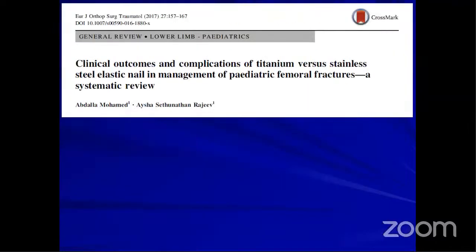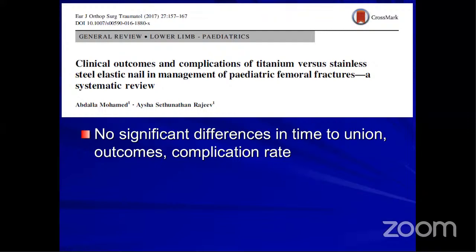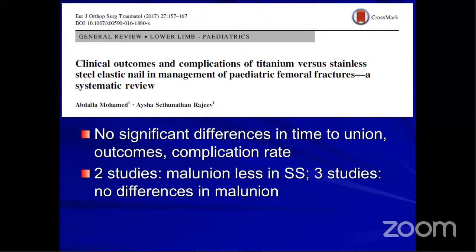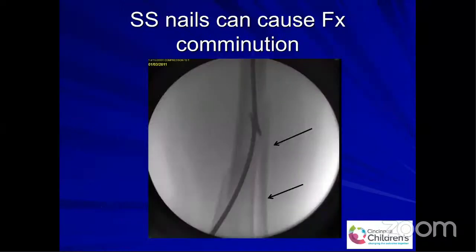But another systematic review did not show significant differences between them. 2 studies showed malunion was less in stainless steel, but 3 studies did not. And stainless steel is cheaper than titanium. So you can substitute a titanium nail with a stainless steel nail as long as you understand that when you have a spiral fracture or a butterfly fragment, it's better to use titanium nails because you can have iatrogenic comminution as seen here. This is a stainless steel nail.